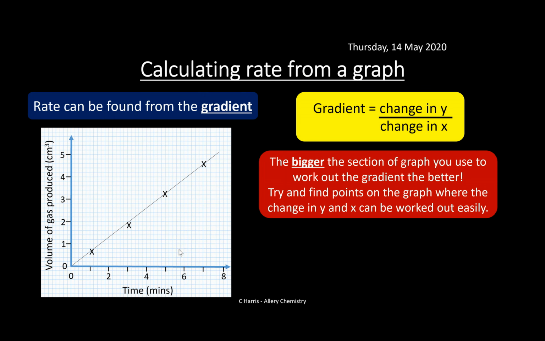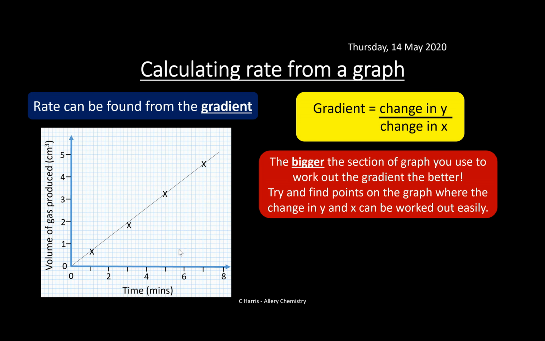The bigger the section of the graph you use to work out the gradient, the better. Now you might have been told by your teacher, and I know when I was teaching in schools, one of the things I would say to a lot of students when you're drawing a graph is make sure it's at least half the graph paper, because if it's smaller than that, it's really difficult to read from a graph that's tiny and squashed up in the bottom.